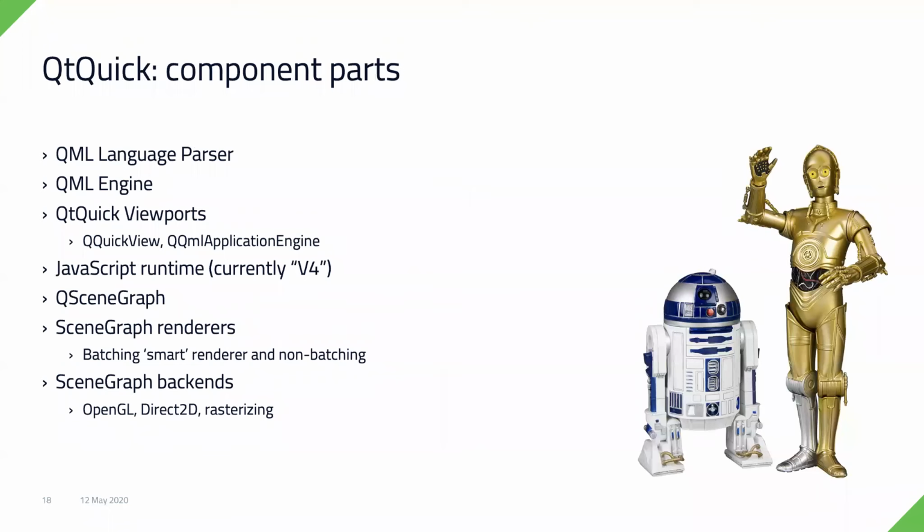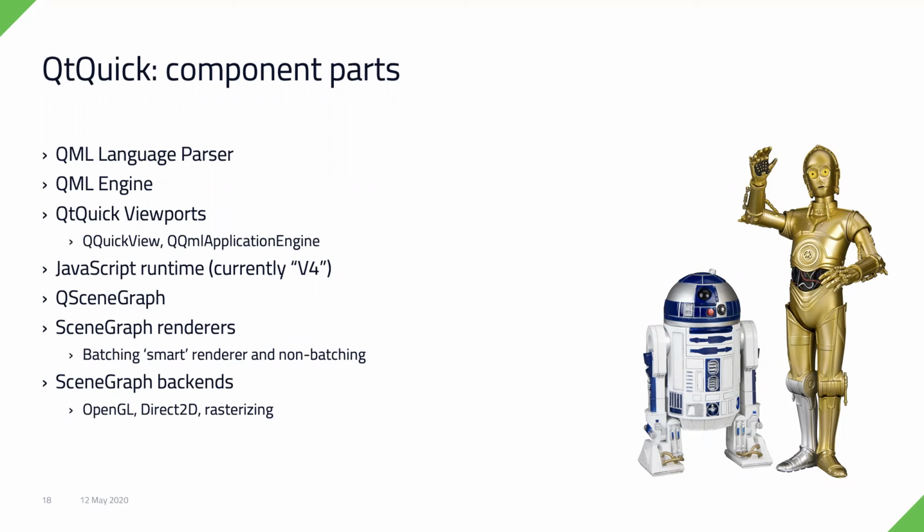Okay, so when you have a Qt Quick application, you have various parts inside the actual Qt Quick runtime itself. We have the QML language parser, which reads the files and creates the various objects, classes from the files. These are then passed to the QML engine, which gets them working and does all the back-end work to connect them up. We have a couple of what I'm calling Qt Quick viewports, such as the QQuickView or the QQmlApplicationEngine. Once you have your QML files, you pass them into one of these, which passes them through the parser and sets up the engine.